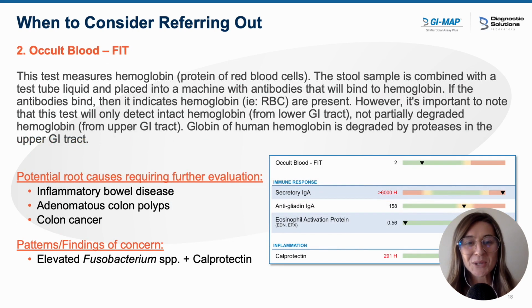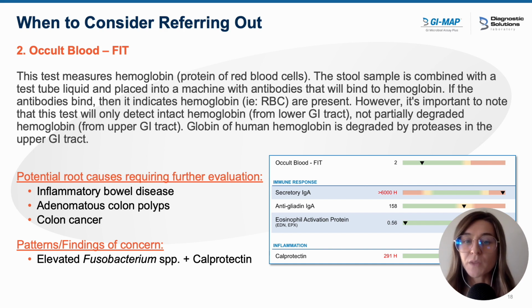So scenario number 2, when we might want to consider referring out, is going to be an elevated occult blood. This test measures hemoglobin, which is the protein of red blood cells. The stool sample is combined with a test tube liquid and placed into a machine with antibodies that will actually bind to the hemoglobin. So if the antibodies bind in the test tube, then it indicates that hemoglobin, red blood cells, are present, right? And that's how it's identifying, yes, there is blood present.